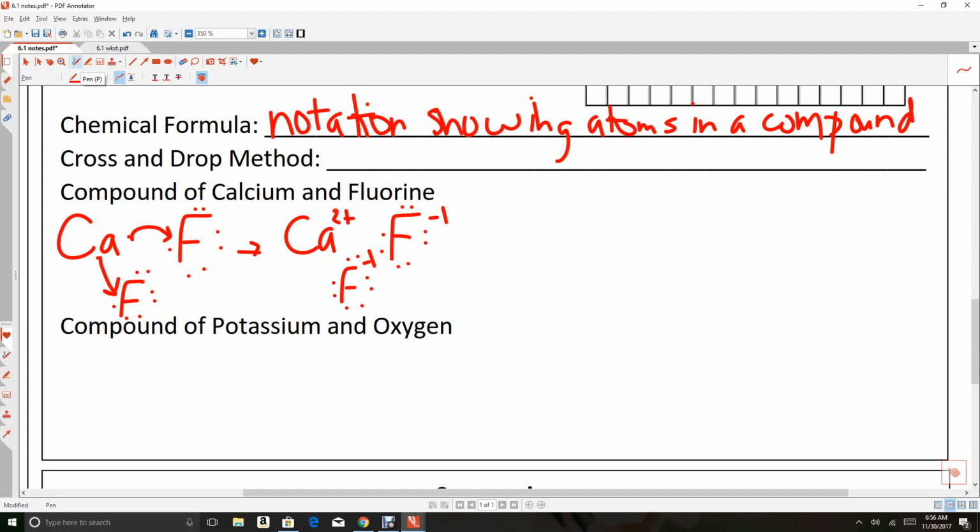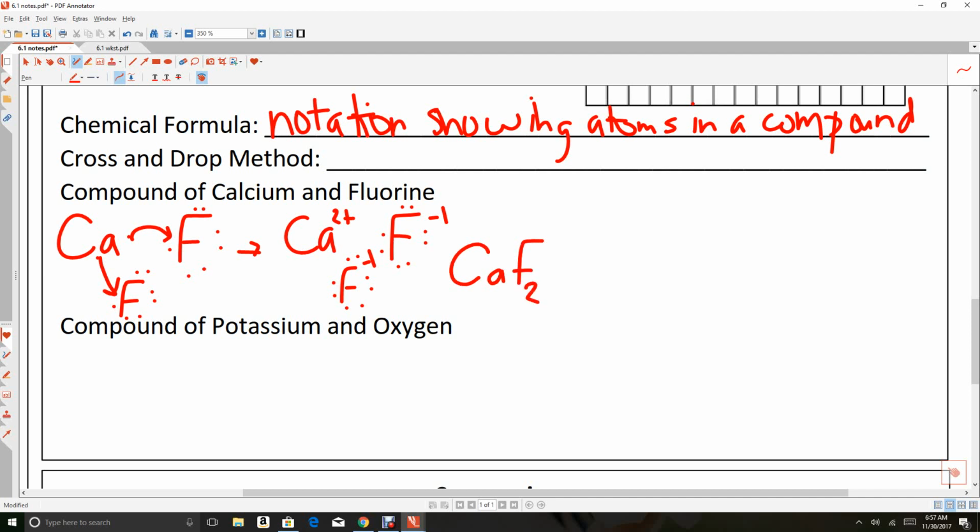Now, one thing we're going to talk about with compounds in the next section is that they always have to be neutral, which means their charges always have to balance. So you can see that if I have a 2+, in order to balance that out, to get that charge to be 0, we would need a 2-. So if I write the chemical formula, CaF2.